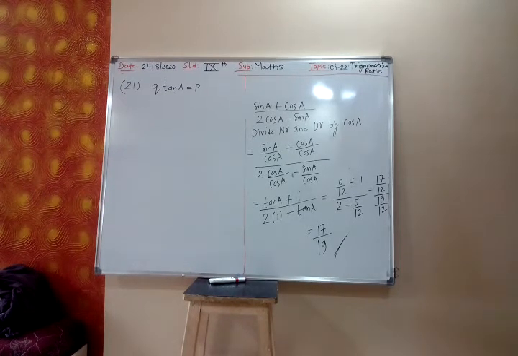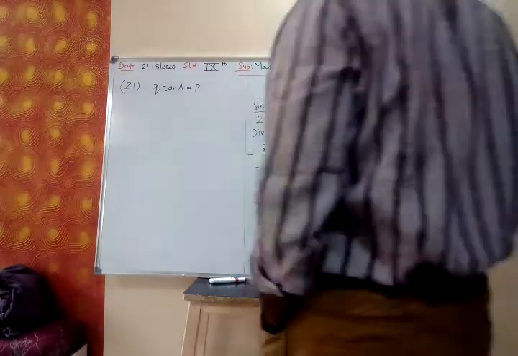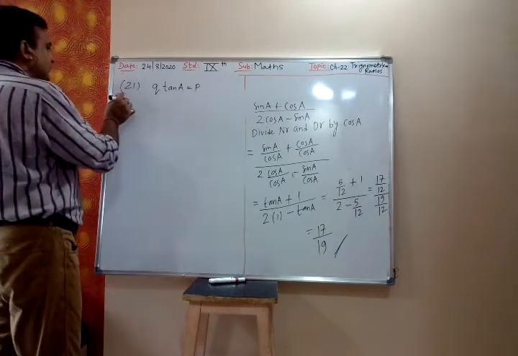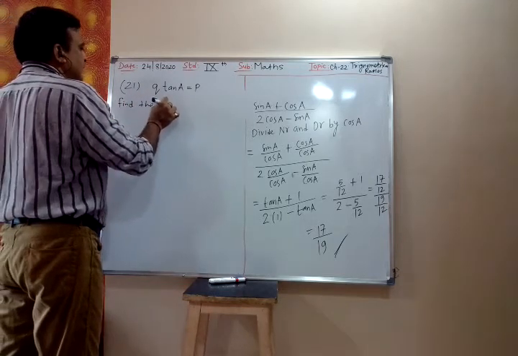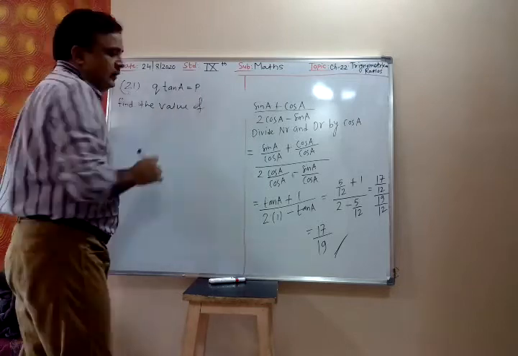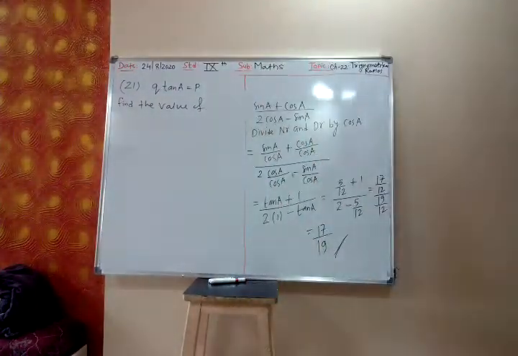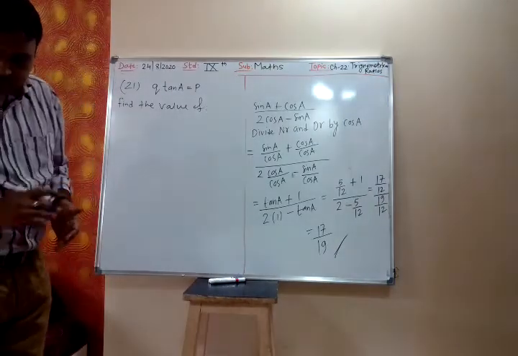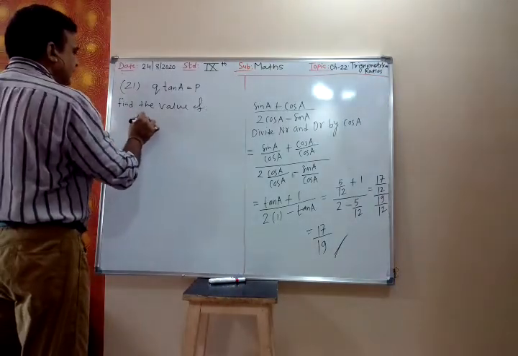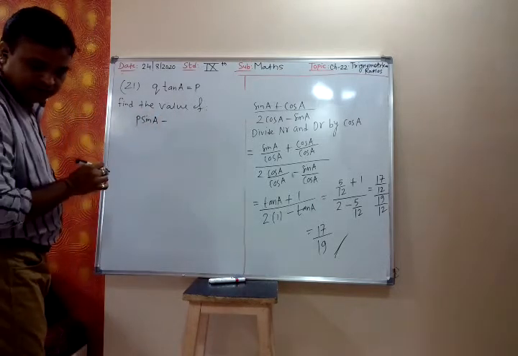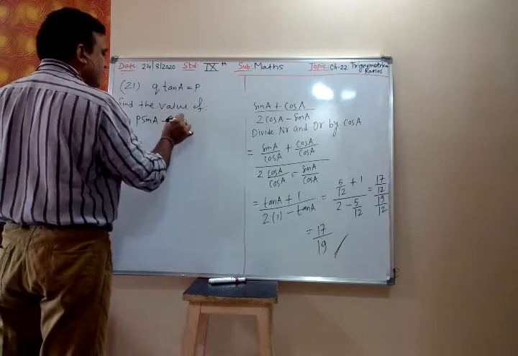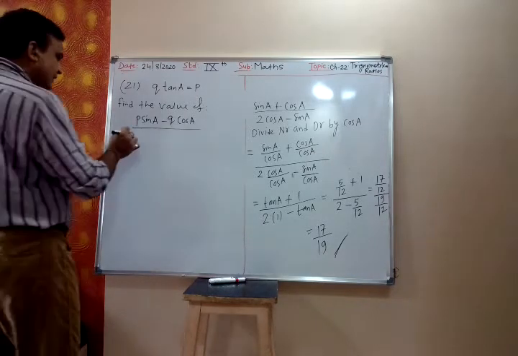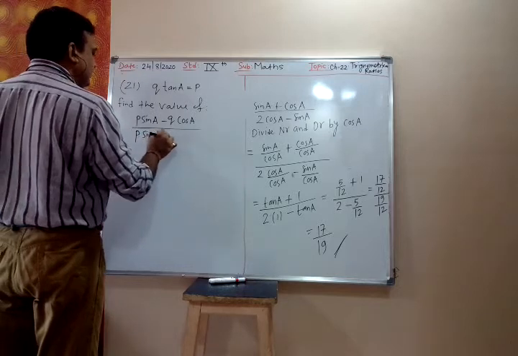Q tan A is equal to P. Find the value of (P sin A minus Q cos A) upon (P sin A plus Q cos A).